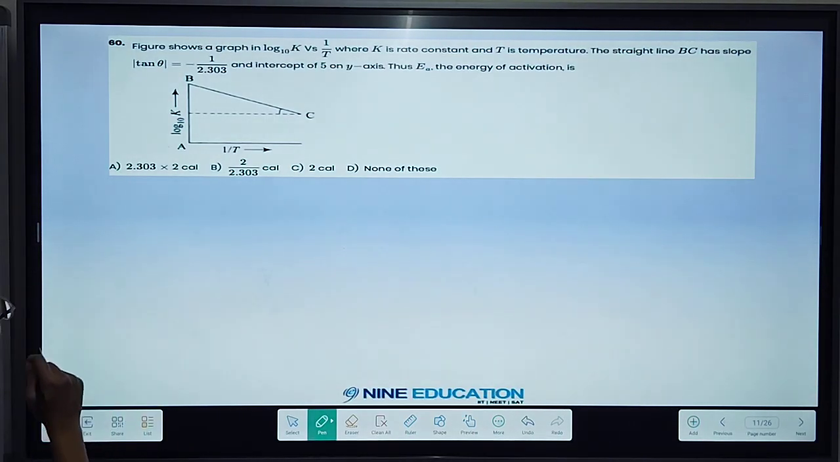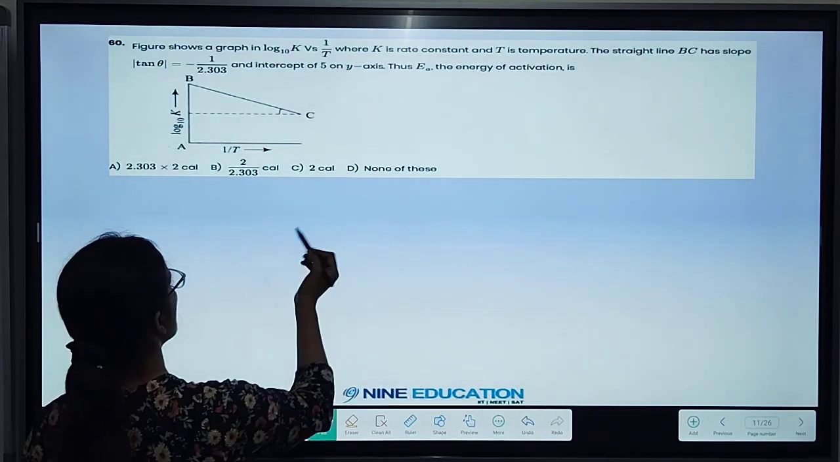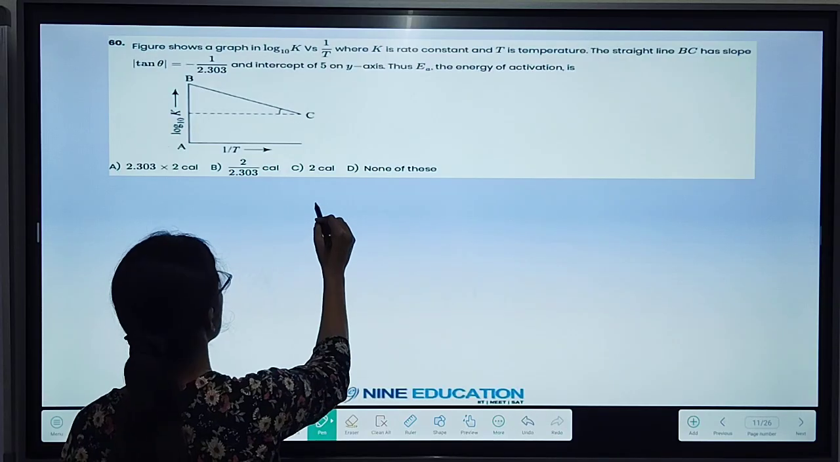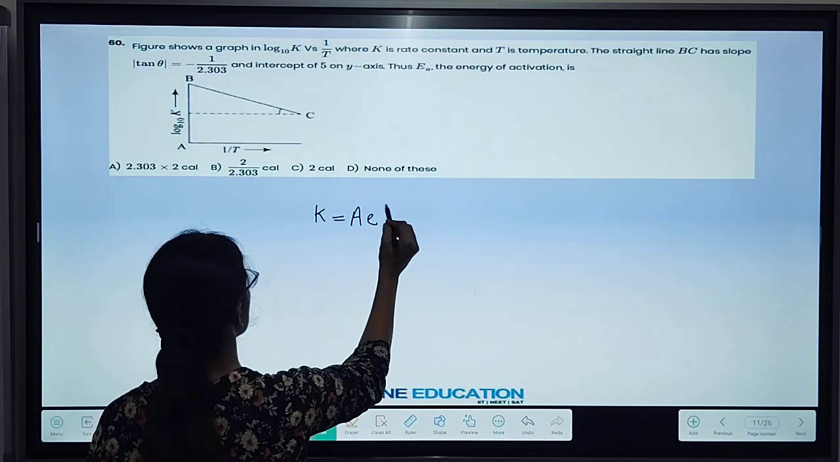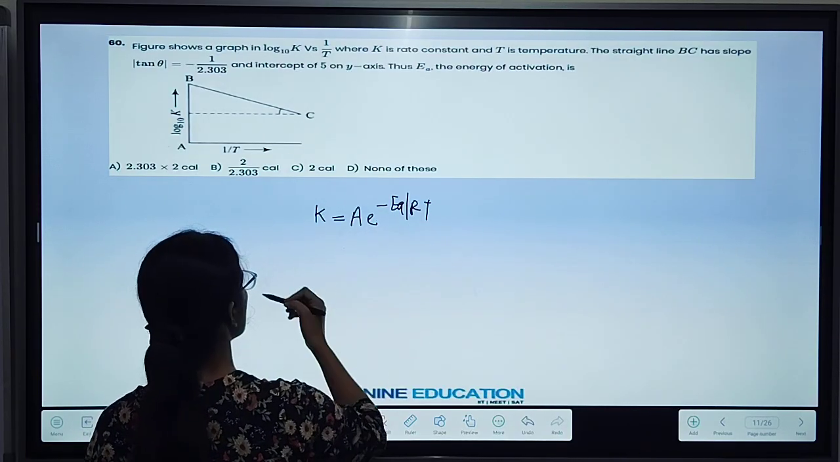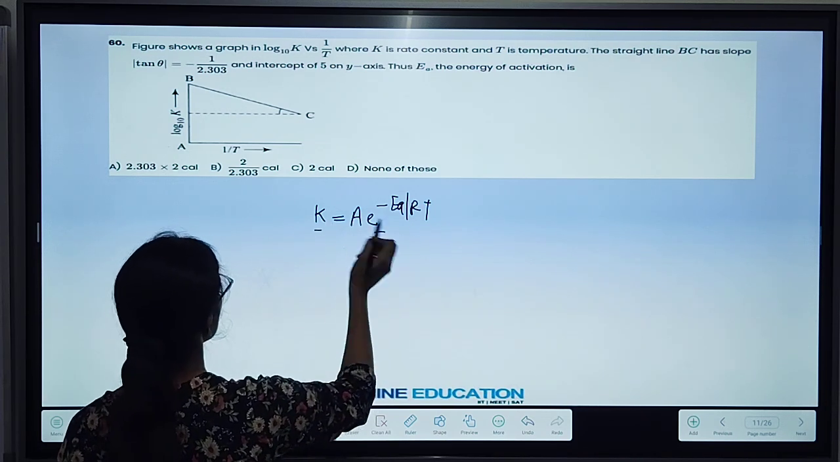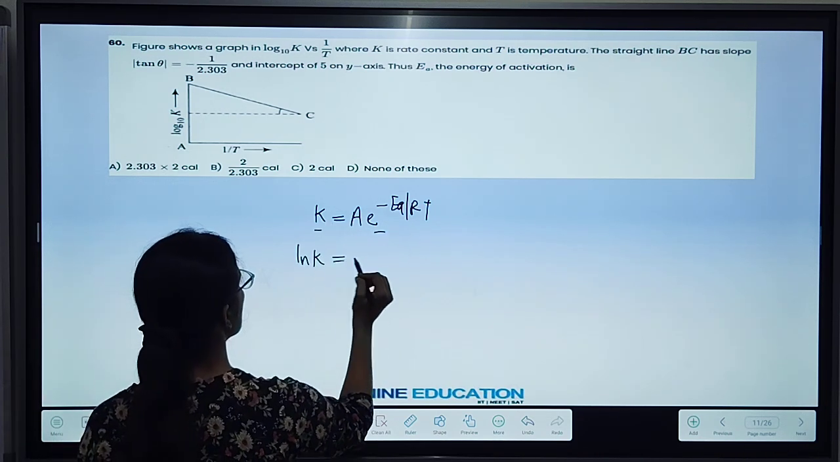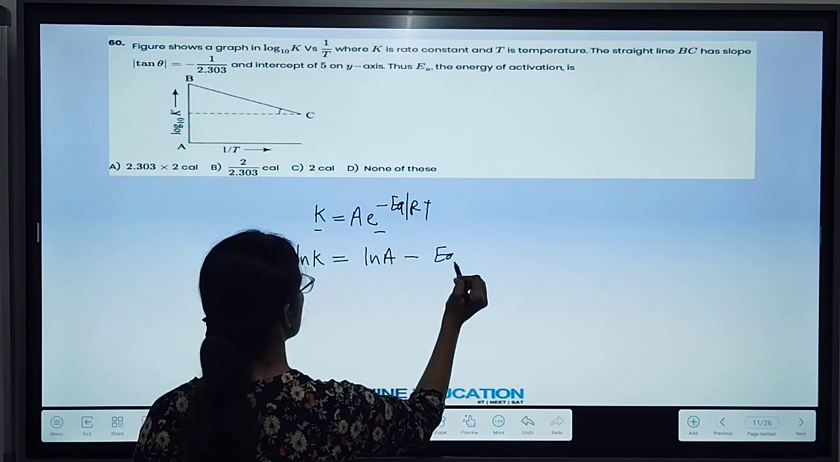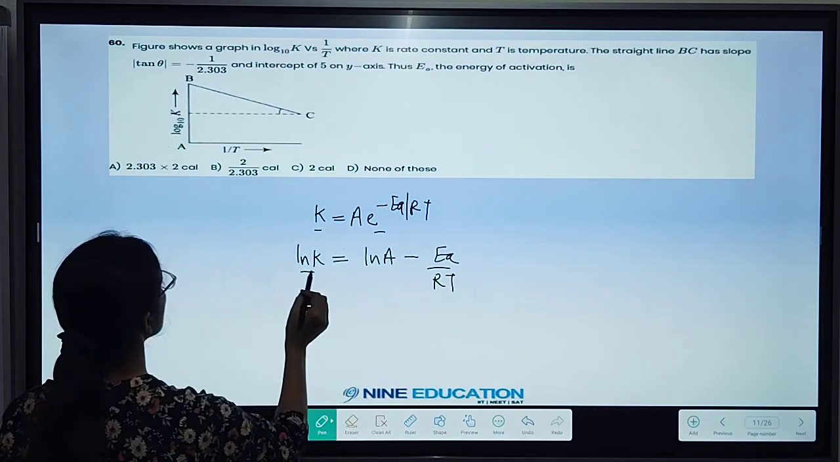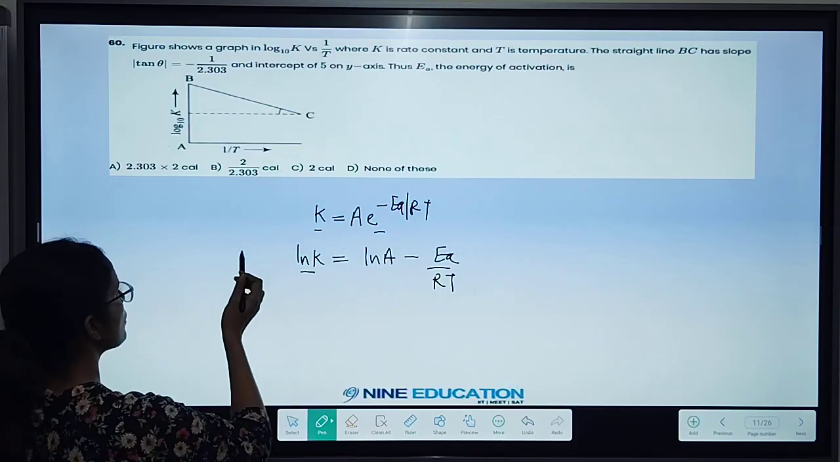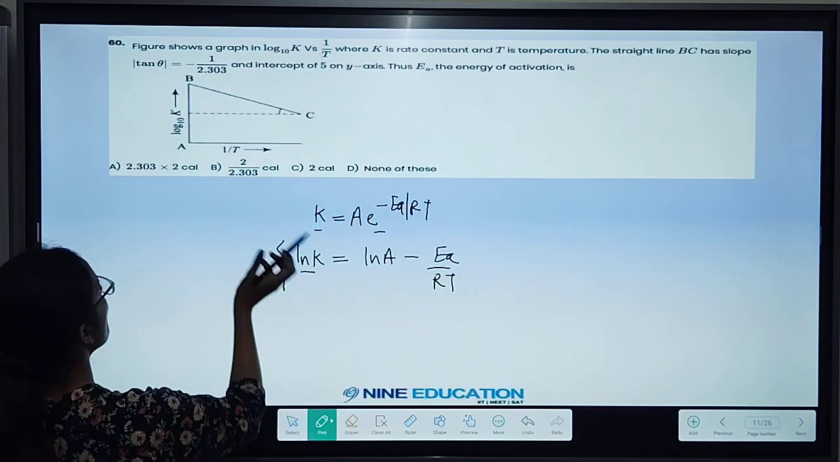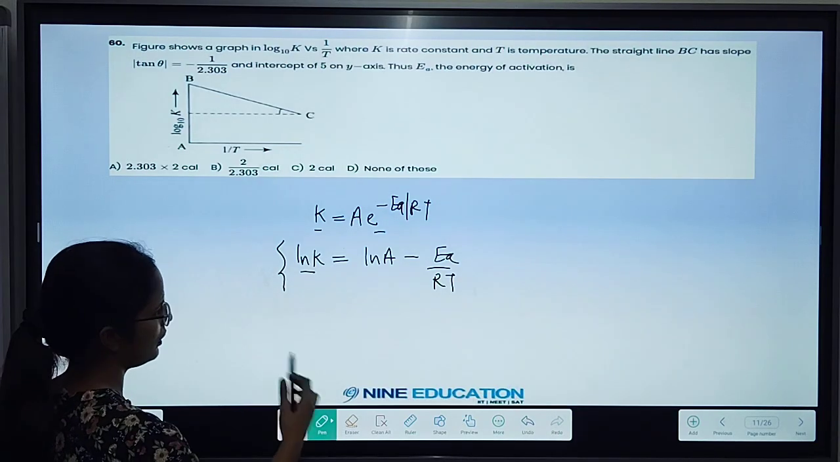Okay, by looking at the graph I understand it is log 10 k on the y-axis versus 1 by T, and we know the Arrhenius equation with which we can come to this relation. So k is equal to A e raised to power minus Ea by RT, and if we put ln on both sides, we get ln k equals ln A minus Ea by RT. They are not talking about ln k versus 1 by T, so we need to get into the form in which the log 10 k versus 1 by T equation can be seen.